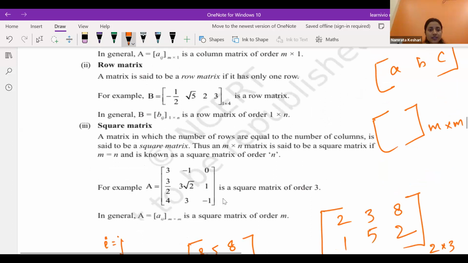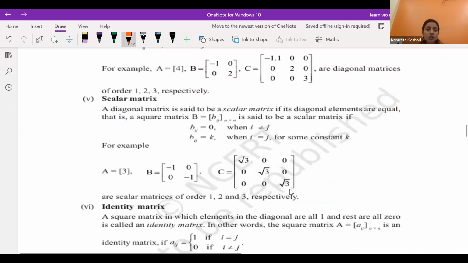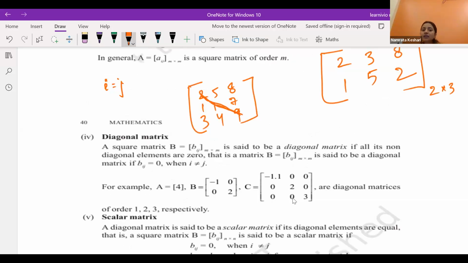Now, the next type is the scalar matrix. A scalar matrix is such a diagonal matrix where all the diagonal elements will be the same. Now, one more thing I must add over here in the diagonal matrix: even if the diagonal elements are 0, that is also fine. The condition is that the non-diagonal elements have to be 0.